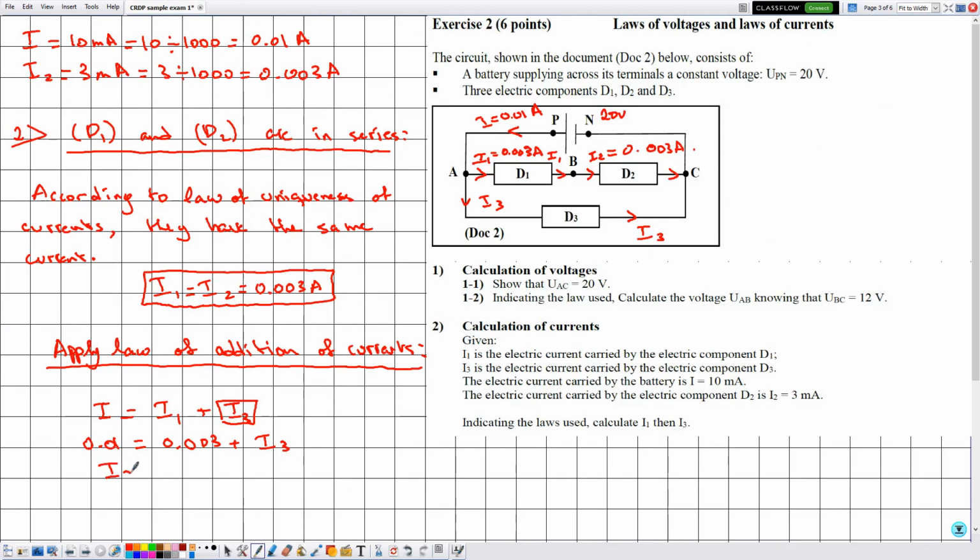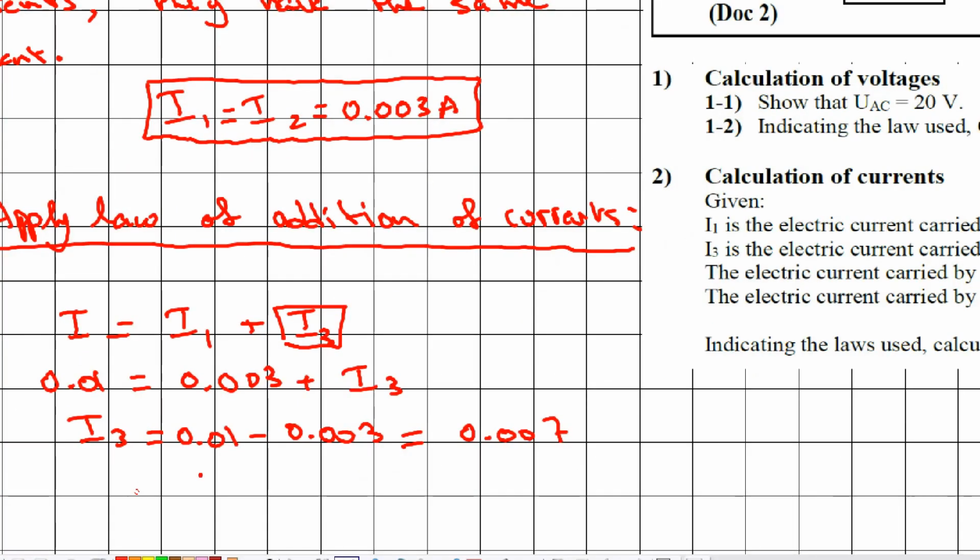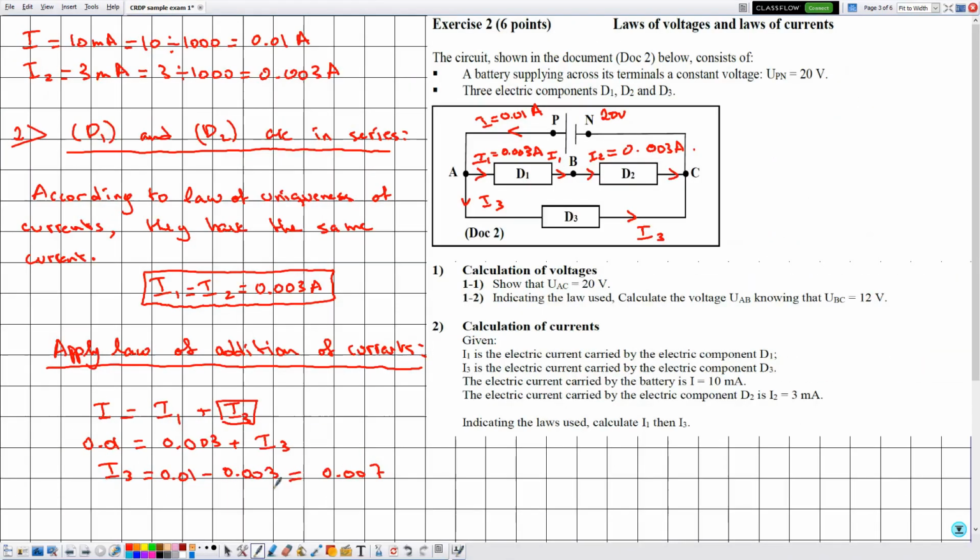Then the value of I3 is given by 0.01 minus 0.003. Plugging this on the calculator, then the value of I3 is given by 0.007. Since both this and this are expressed in the SI, which is amperes, then the value of I3 will be expressed in the SI, which is amperes. Then the value of I3 is equal to 0.007 amperes. And by this we have finished solving this exercise.